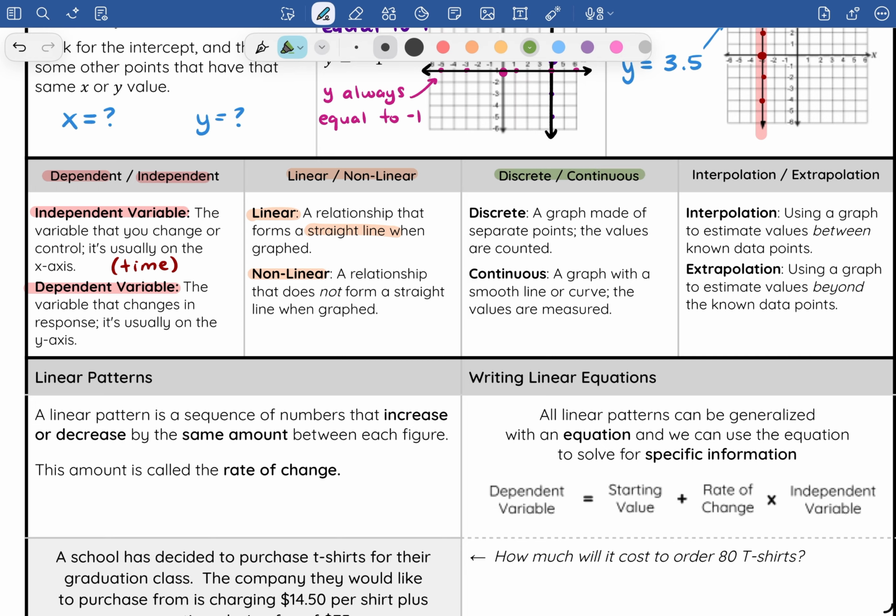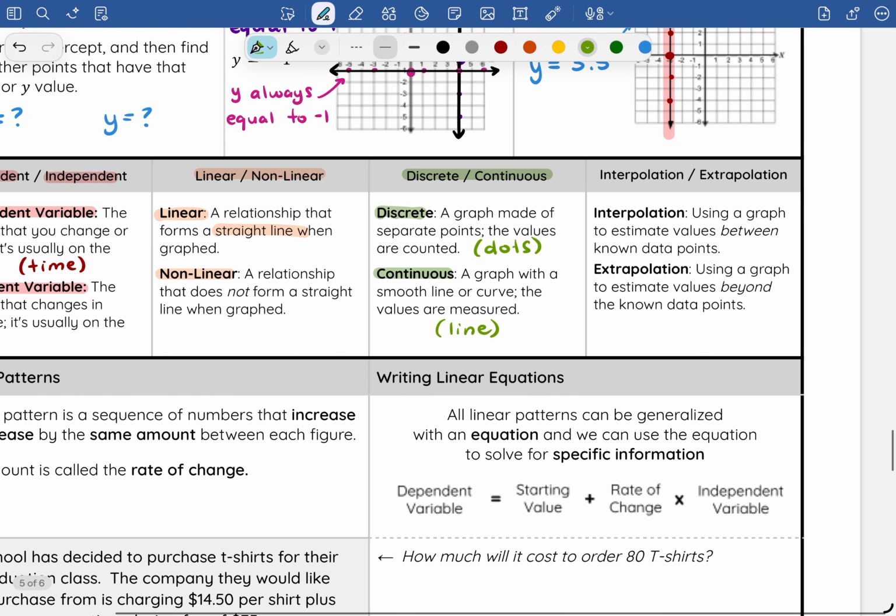Next up, we talked about discrete and continuous. So discrete is a graph made of separate points. So you'll see this is just a bunch of little dots. Whereas continuous is a graph with a smooth line or a curve where all of the values are measured, or really all of the values make sense. So this will be a line. But this line has to make sense at every single point in between all the dots that exist. So if you were to zoom in and have like weird decimal values or something, it needs to make sense for the story that's being explained.